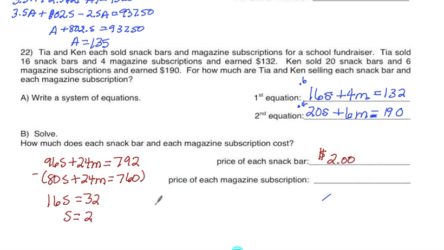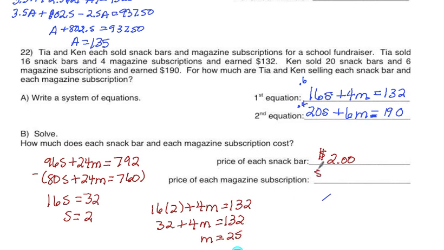So I'm going to get 16 times 2 plus 4M equals 132. And so this is 32 plus 4M equals 132. And when I continue solving, I'm going to get M equals 25. But again, remember that is a price, so that's really $25. And then that one is solved.